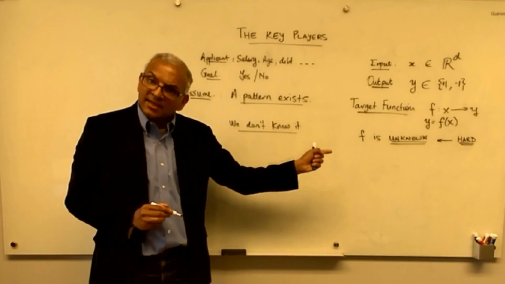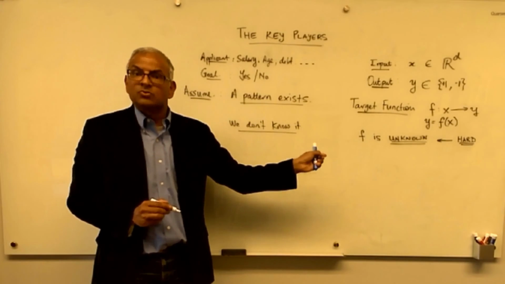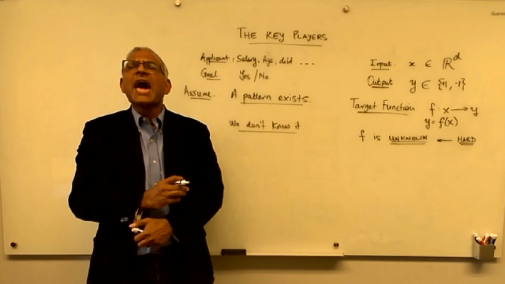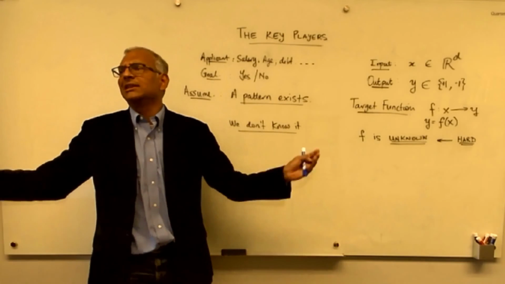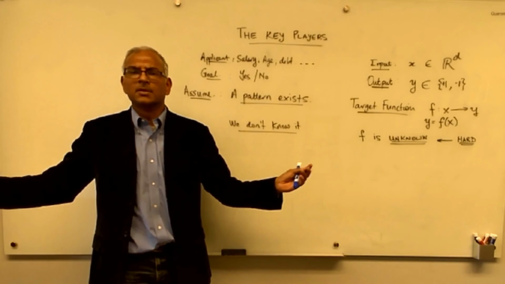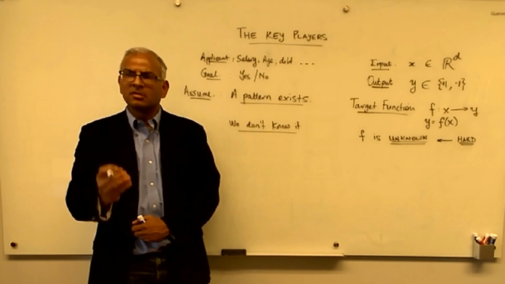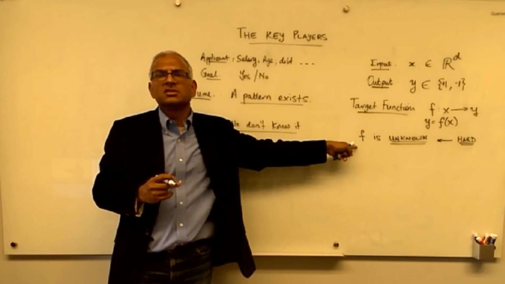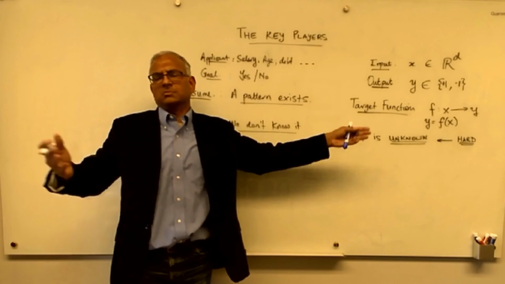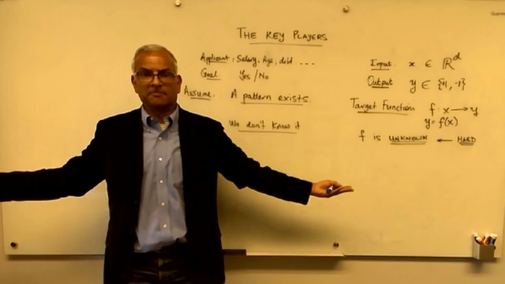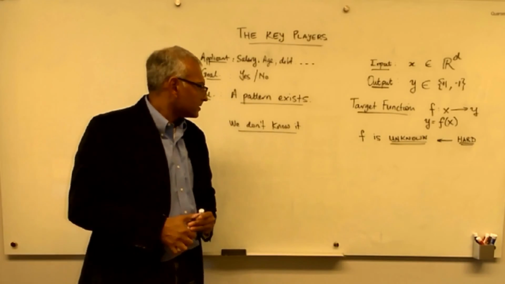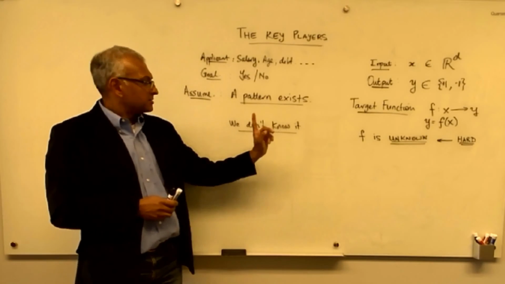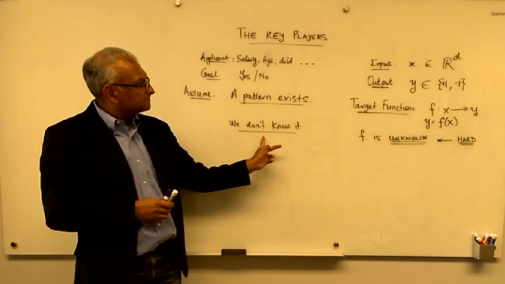But maintaining that assumption is one of the things that's going to allow whatever theory we develop to be absolutely broadly applicable. So if we can develop a theory of learning that applies to this situation where the target function is absolutely unknown, then it's absolutely general. Okay. So remember, a pattern exists. We don't know it.